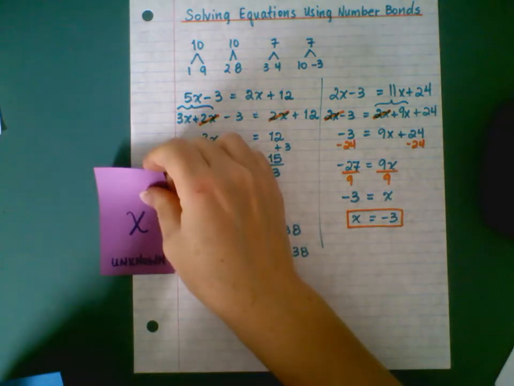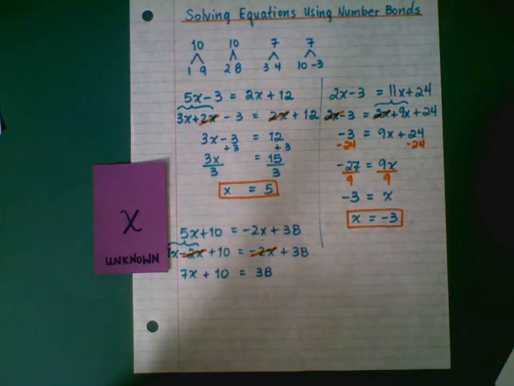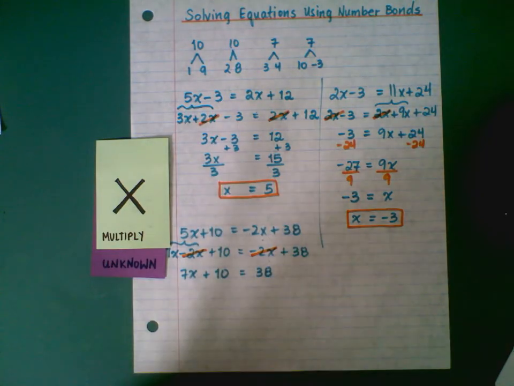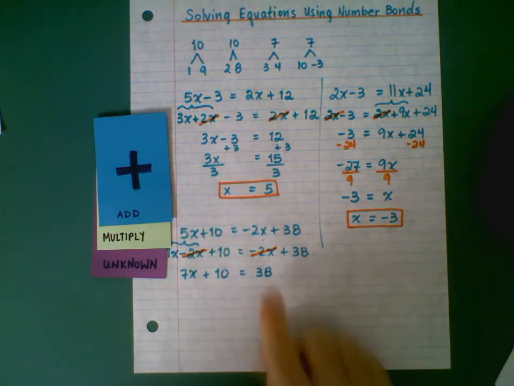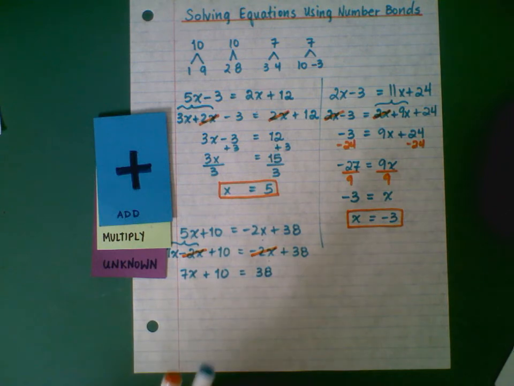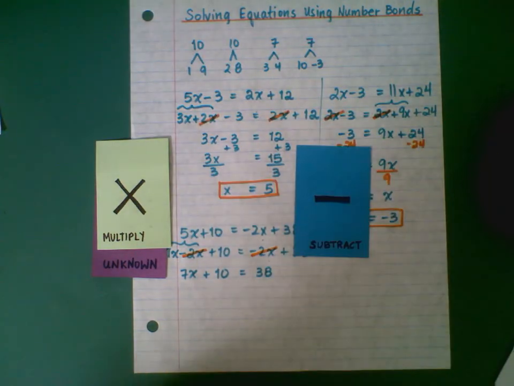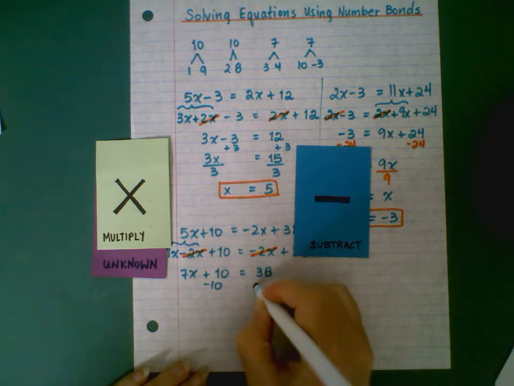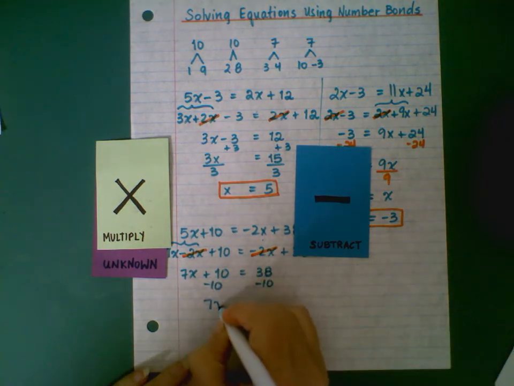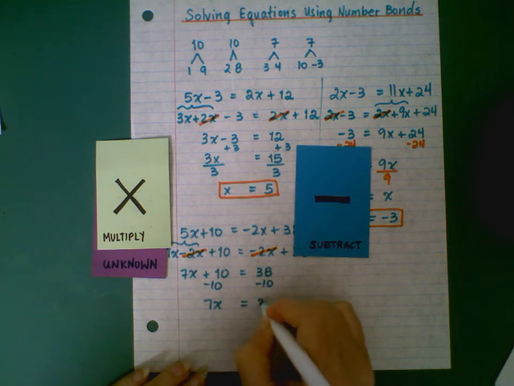So my unknown was multiplied by 7, and it had 10 added to it, and the resulting value is 38. So we'll undo those things one at a time. Undo the addition of 10 by subtracting 10, giving 7x equals 28.